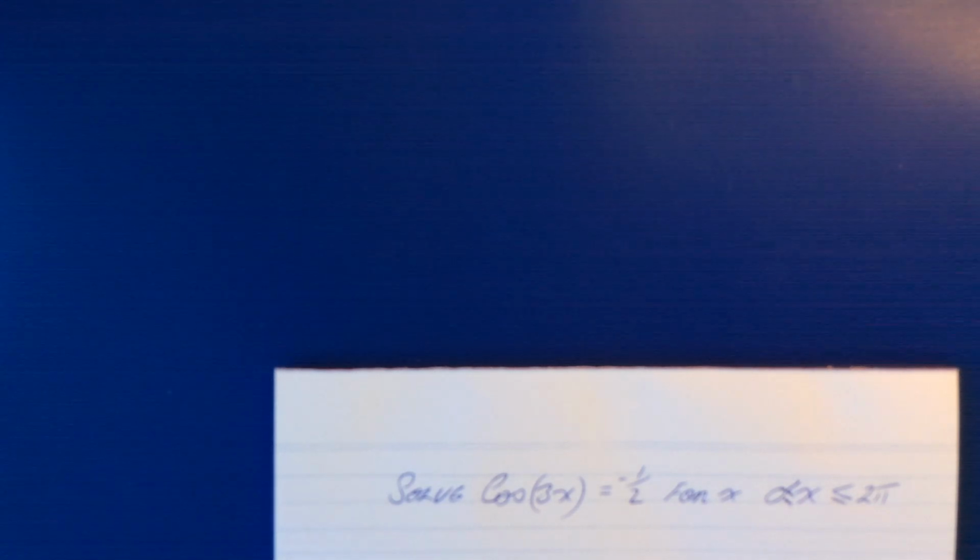Cosine of 3x equals negative a half. What is the value of x? What are the values of x, to be more precise? We have a domain between 0 and 2 pi, so let's get to work.